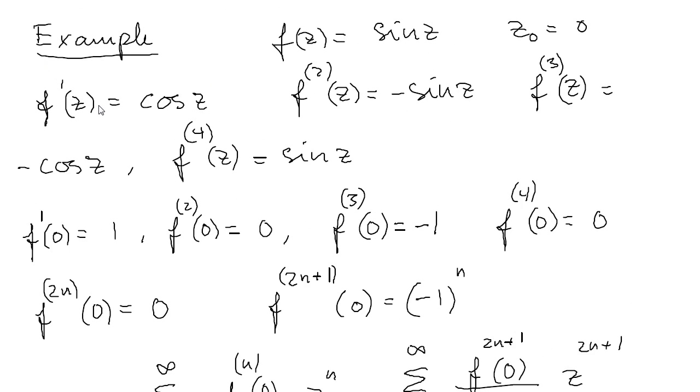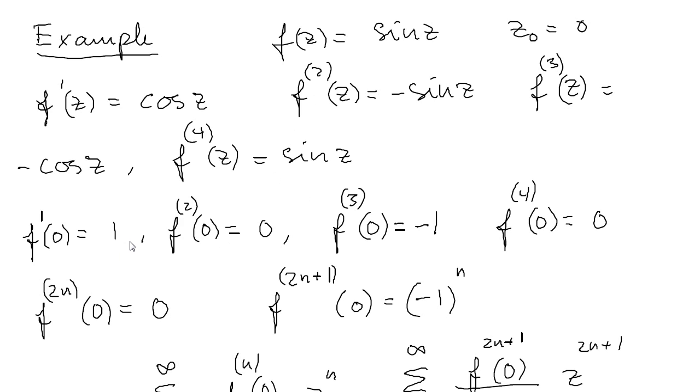We know that the derivative of sine is equal to cosine. The second derivative is then equal to minus sine, the third derivative is equal to minus cosine, and the fourth derivative is equal to sine, which is just equal to f of z. So we can do the same procedure one more time. The fifth derivative is just equal to the first derivative, and so on.